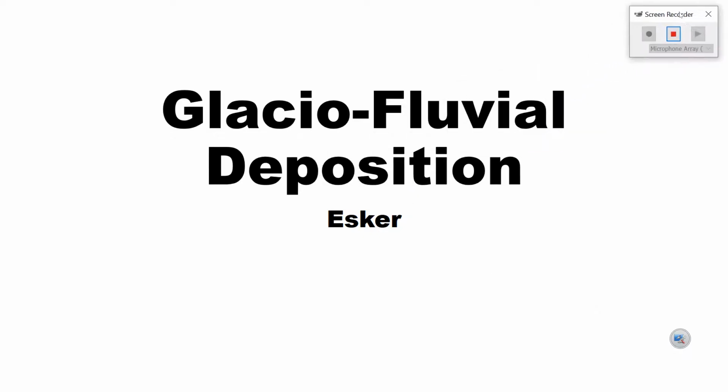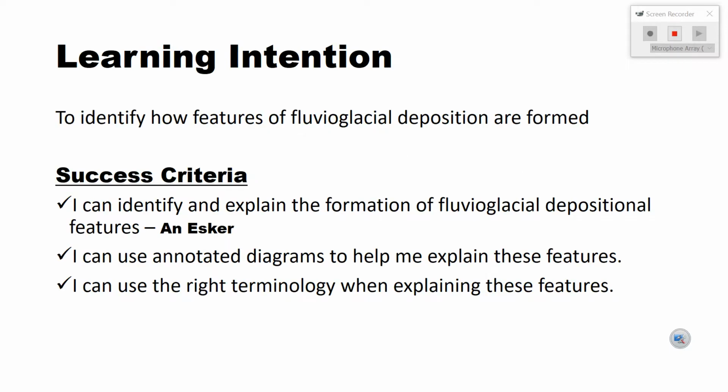We're looking at features of glacial deposition, and more specifically our last feature of fluvio-glacial deposition, which is part of the lithosphere unit and glaciation. We're looking at an esker today. Just to recap a little bit, a learning intention is to identify how features of fluvio-glacial deposition are formed. Our success criteria is you can explain the formation of a fluvio-glacial deposit. In this case, it's just an esker, although we'll mention a couple of other bits and pieces.